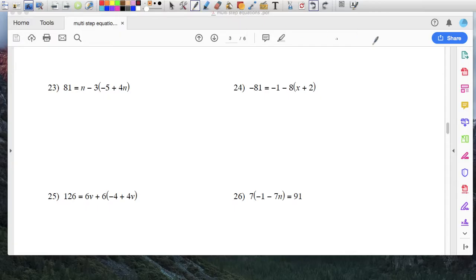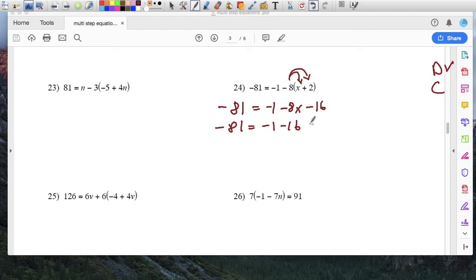Again, yes, there is distributive property. Negative 8 times 1 is negative 8, and negative 8 times 2 is negative 16. A negative times a positive is a negative, so distributive property, check. Combine like terms? Yes, there is. I can combine the negative 1 and negative 16.